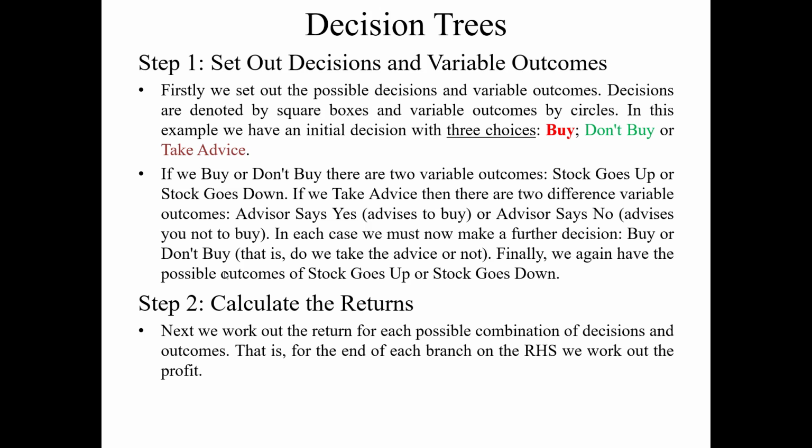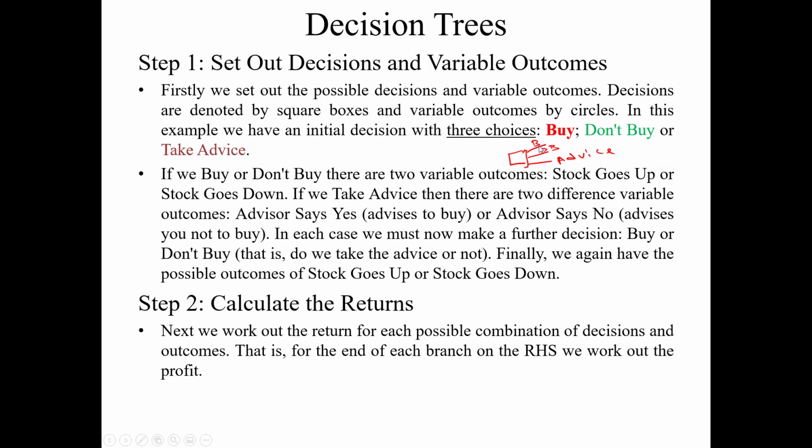So first of all, step one, set out decision and variable. The most important thing you need to do is extract the information from a specific problem. Firstly, we set out the possible decision and variable outcome. Decisions are denoted by square boxes, as already mentioned, and variable outcomes by circles. In this example, how many decisions do we need to take? Three. Buy the stock, don't buy the stock, or go and take advice from the advisor. So if we start from a decision box, we will construct this box: buy, don't buy, and go for advice. Initially, there are three choices.